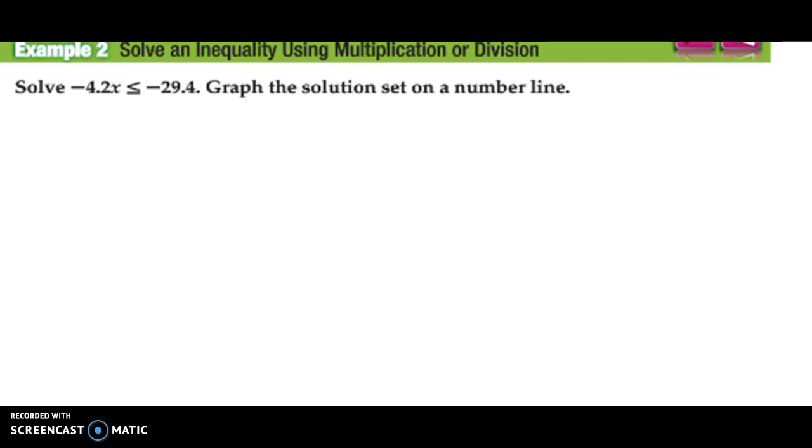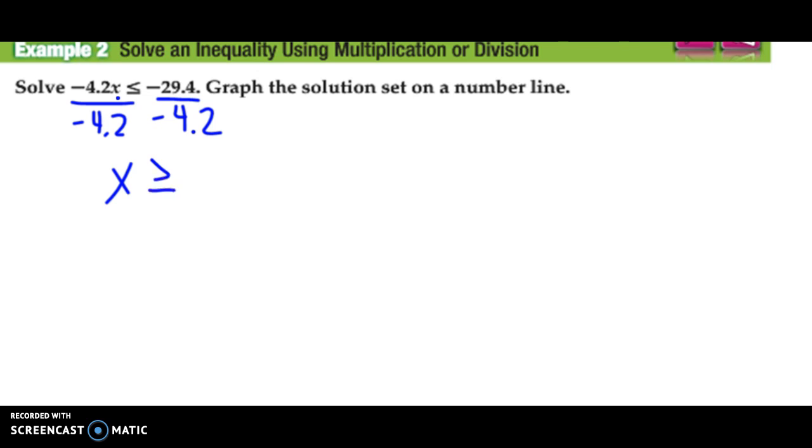Okay? So I see right here I have x, and I want to isolate that x. So how do I undo multiplying by negative 4.2? Well, I divide both sides of my inequality by negative 4.2. Okay? I have x remaining. But my inequality symbol is going to switch directions. Now from less than or equal to, it's now gone to greater than or equal to.